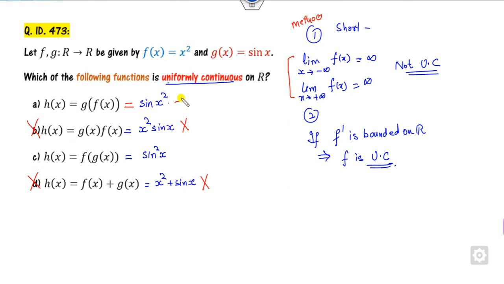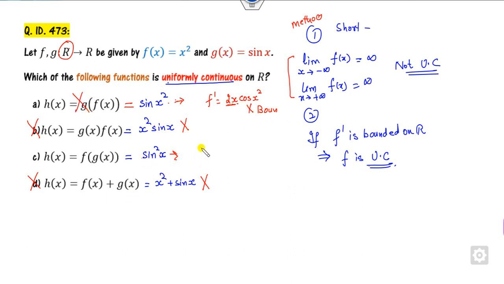Now about this, you can see f dash. If you calculate the f dash of this, what is that? This is 2x cos of x square, which is not bounded because x belongs to the reals. So it means this is not bounded, and if it is not bounded, then it is not UC. So this option is also discarded.